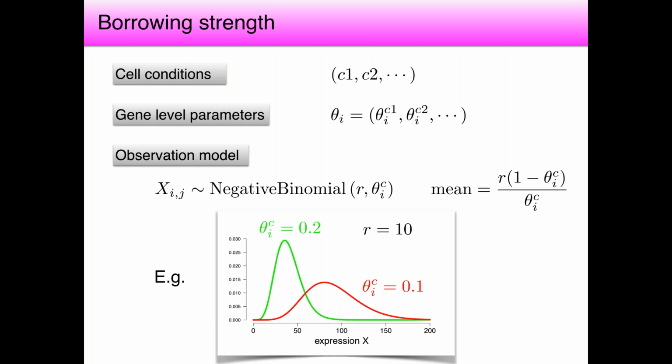So this is a natural probability distribution used, many people use it, but how can you use it in a way to borrow strength? At issue is that you want to find genes where there may be really some difference in the thetas between the conditions.